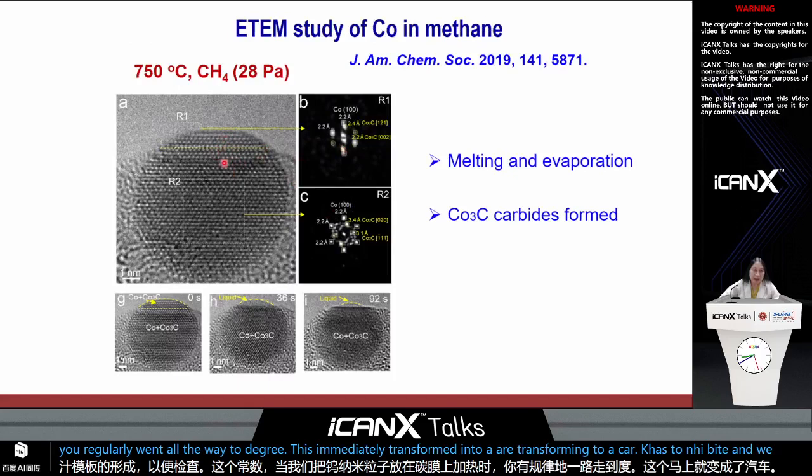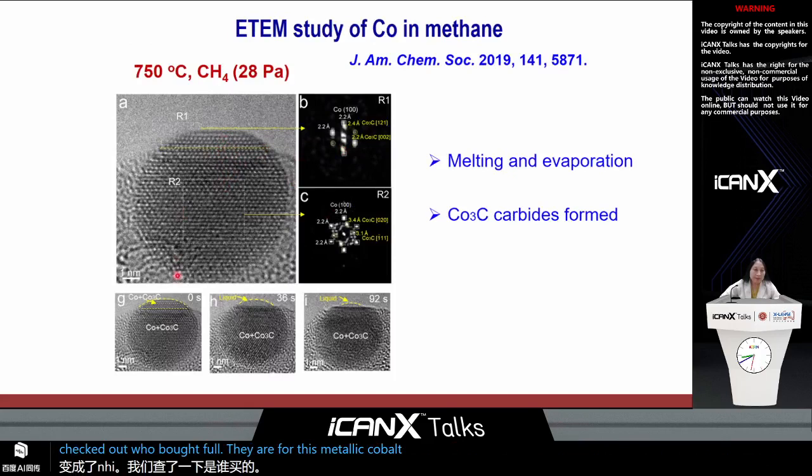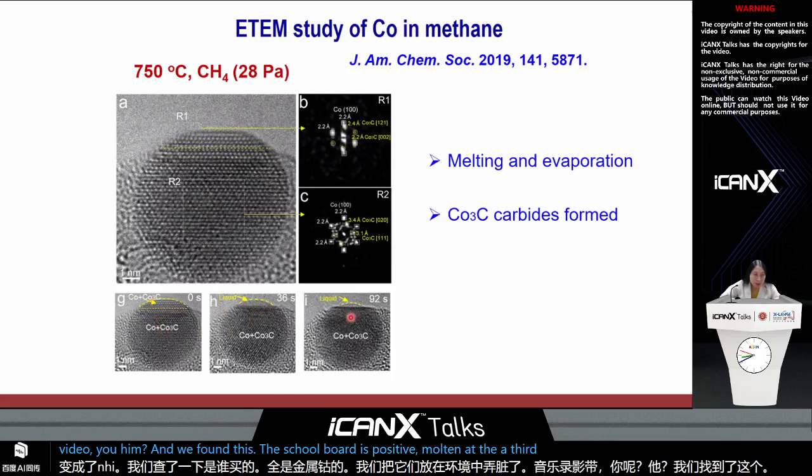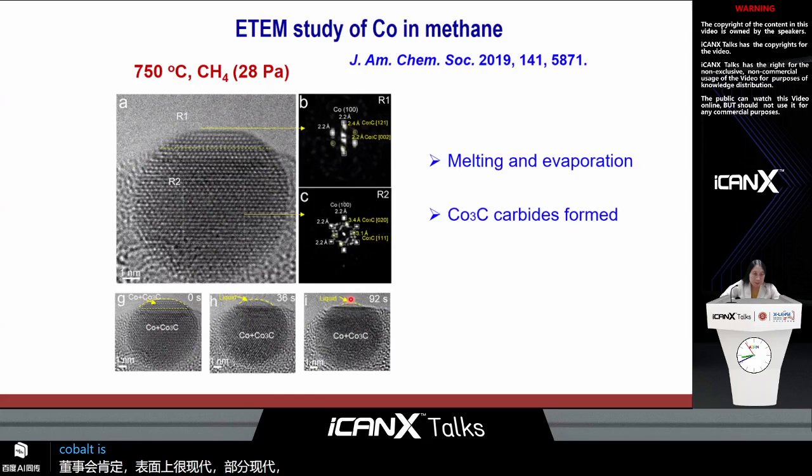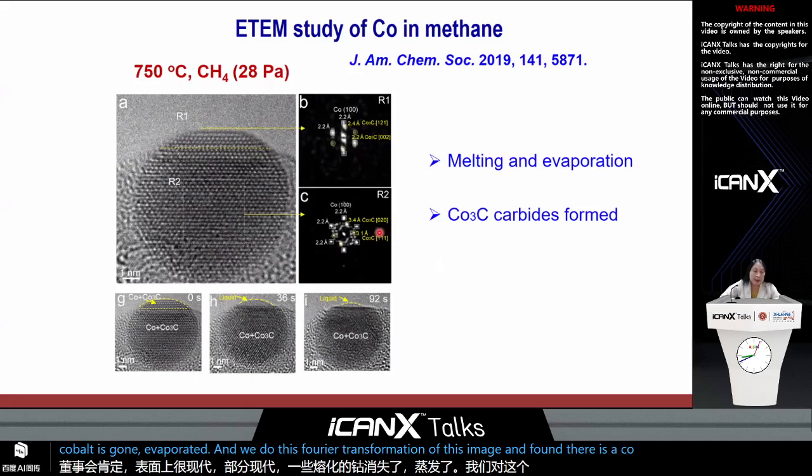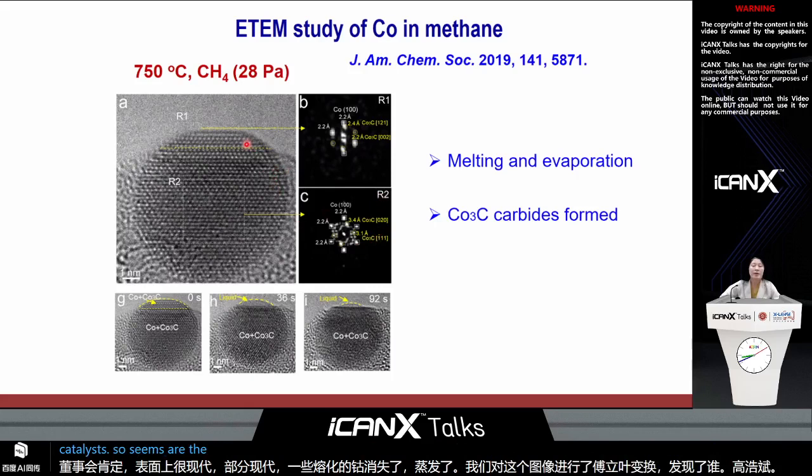We checked cobalt, this metallic cobalt. We put a little bit of methane in the environment using an ETEM. And we found this cobalt is partially molten at the surface, and some of this molten cobalt is gone, evaporated. And we did a Fourier transformation of this image and found there is cobalt carbide formed on the catalyst. So it seems this cobalt is not stable at all under carbon feeding.